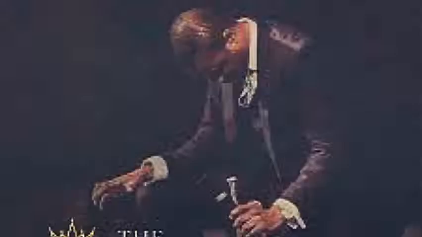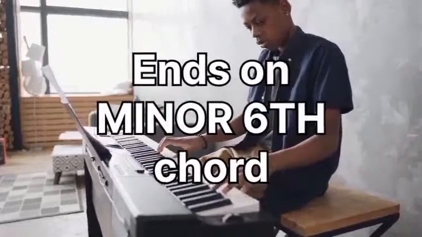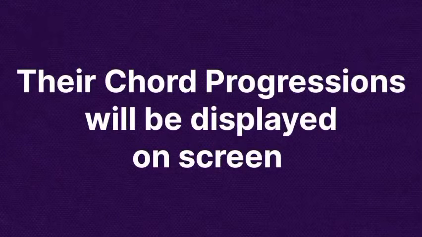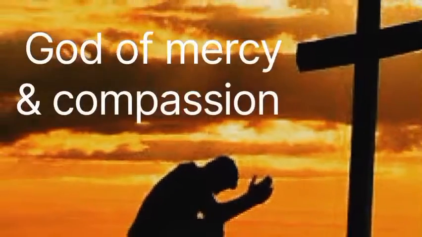So here are examples of popular gospel songs that were sung in a minor key. In other words, they resolve on the 6th chord. I'll be displaying the basic chord progression on screen while singing, so you can use that as a guide. Examples include the popular Christian hymn, God of Mercy and Compassion.